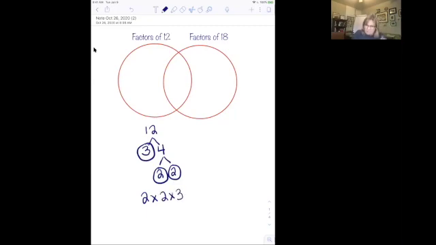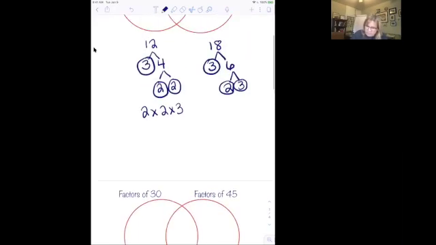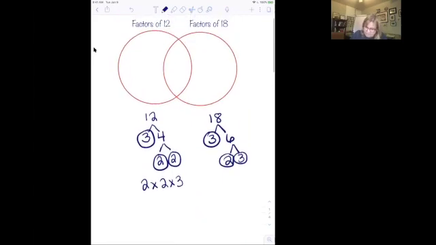Then we're going to do prime factorization for 18. Same way, factor tree. Any factor pair to start. I'll use 3 times 6. 3 is prime. Break down 6 again into 2 times 3. Both 2 and 3 are prime. So the prime factorization there is 2 times 3 times 3.